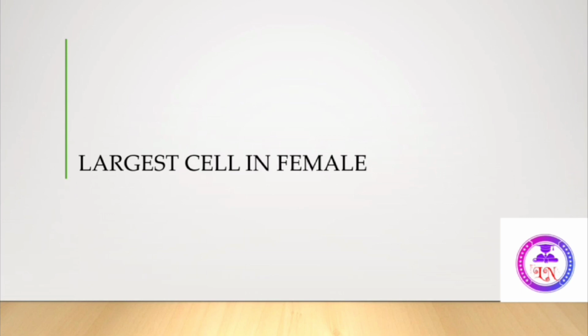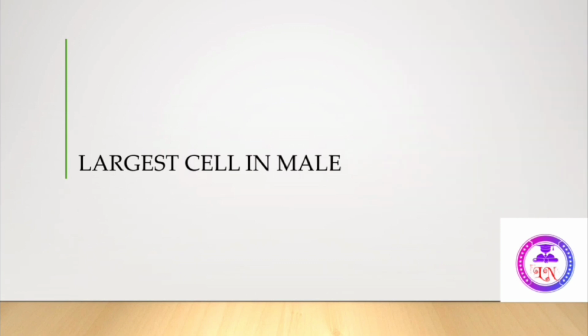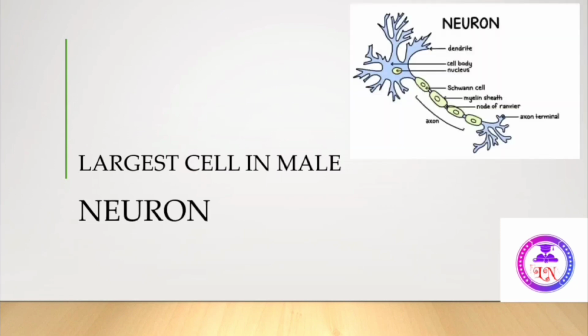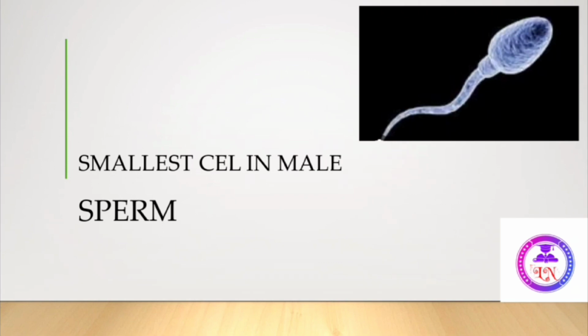Largest cell in females. Now female body में largest cell कौन सा होता है? Ovum. See, ovum is the largest cell. Now what is the largest cell in male? Male में ovum होता नहीं है, तो what will be the largest cell? The neurons are the largest cell in the human male. Smallest cell in male. सबसे छोटा cell in males कौन सा होता है? The sperm is the smallest cell in the male.